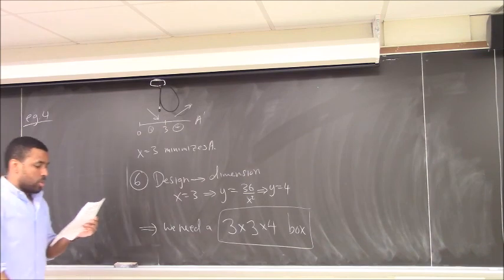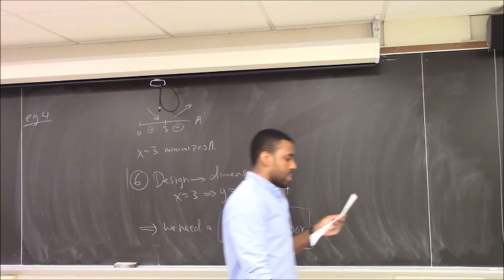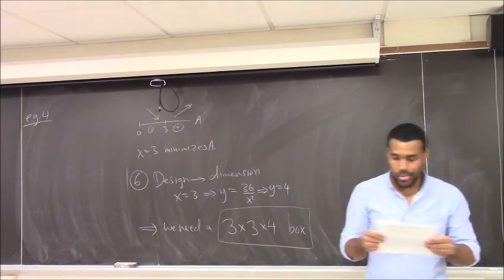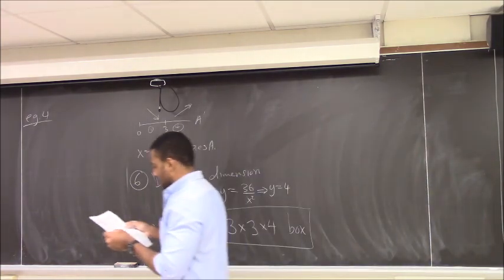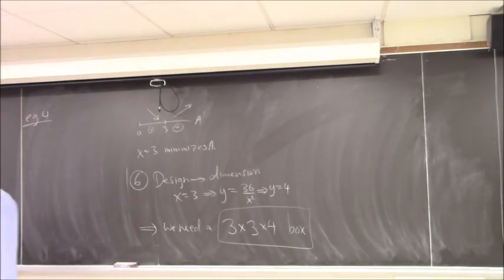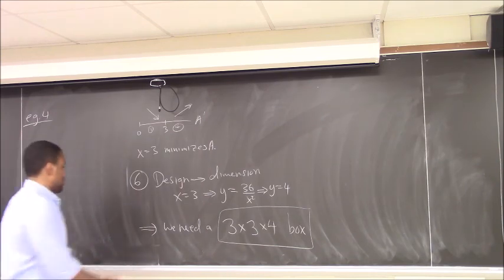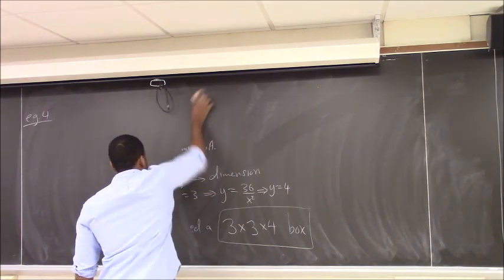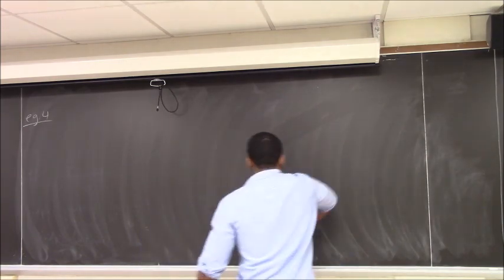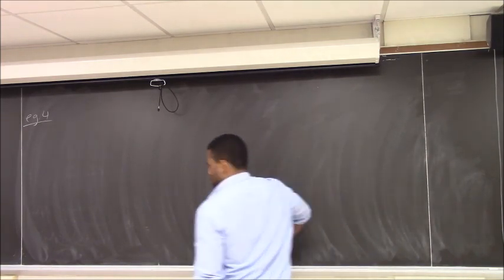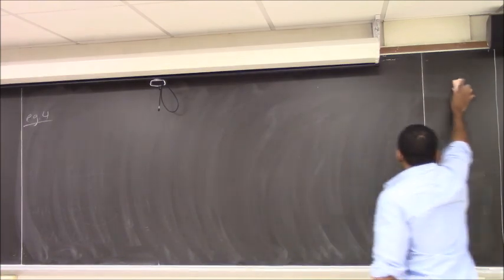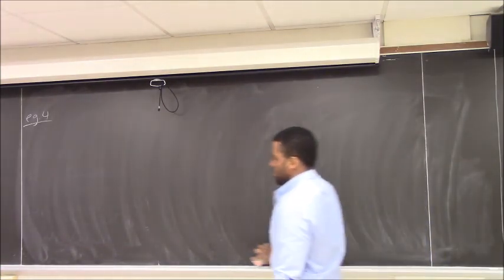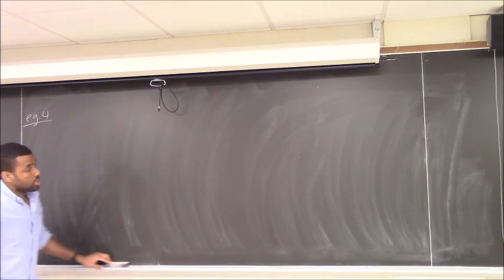A cylindrical can without a top is to be made to hold 8,000 pi cubic meters of liquid. It's a huge can. Find the dimensions of the can which will minimize the amount of material needed to make the can. That is, minimize the surface area of the can. So we're going to make a cylindrical can. It needs to hold 8,000 pi cubic meters, but we want to minimize the amount of area, the amount of material in the can.